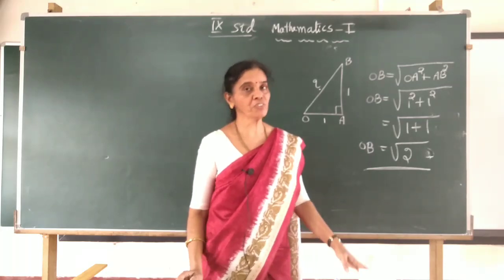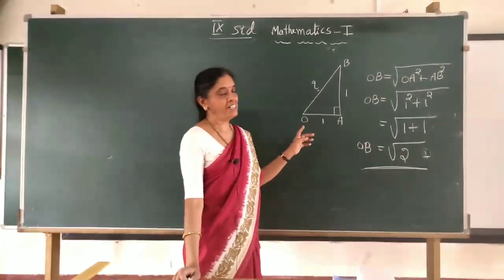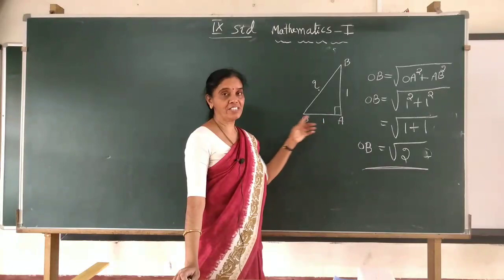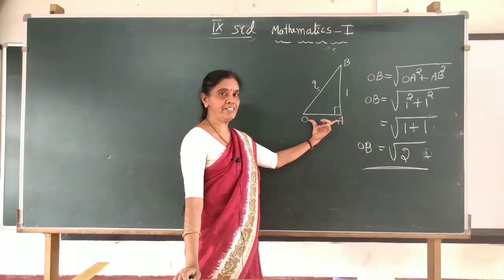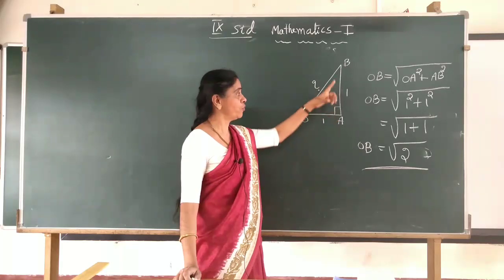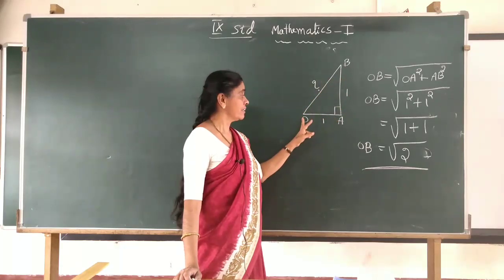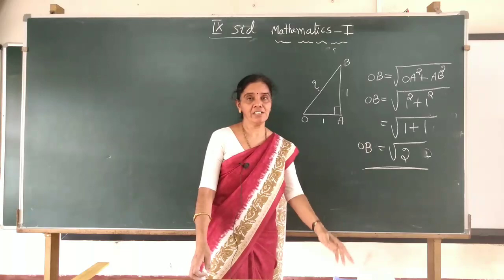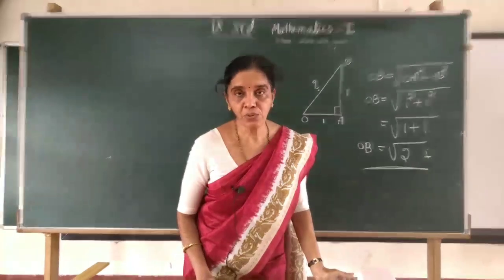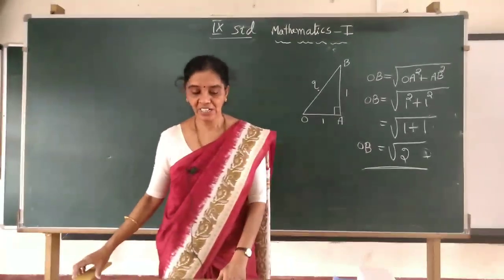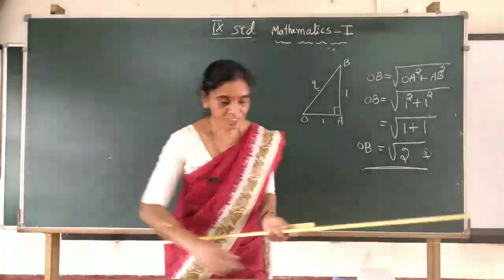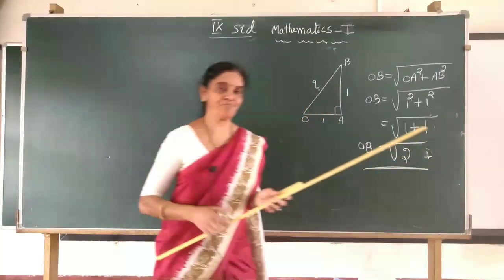So what we have to do is construct a right angle triangle on the number line having the measurement 1 unit here, OA, and 1 unit here. Then the hypotenuse OB is exactly square root 2. This one I will now make use of to construct or draw square root 2 on the number line.